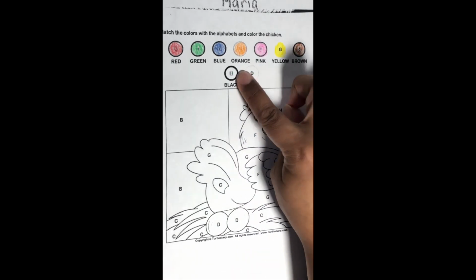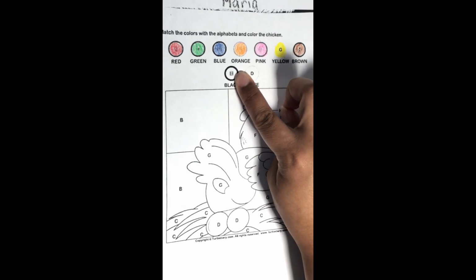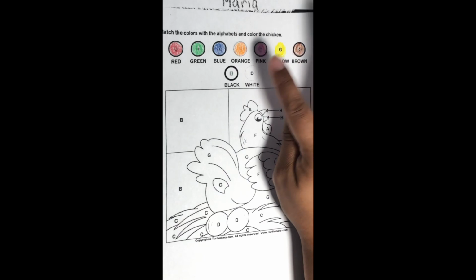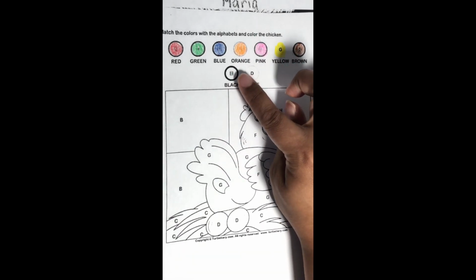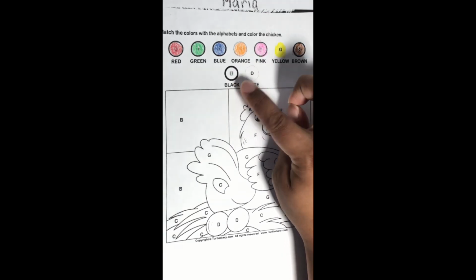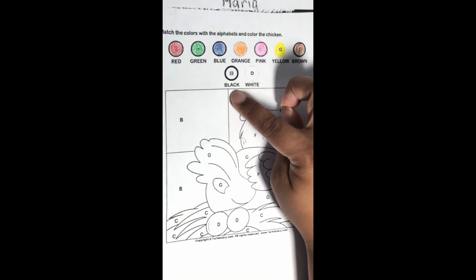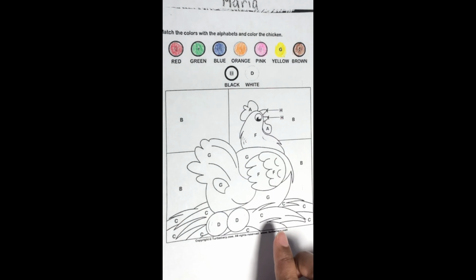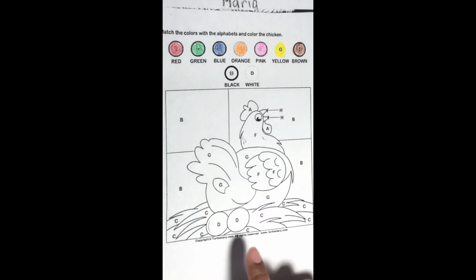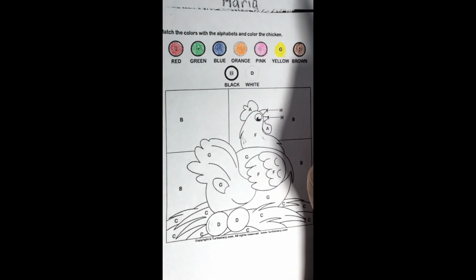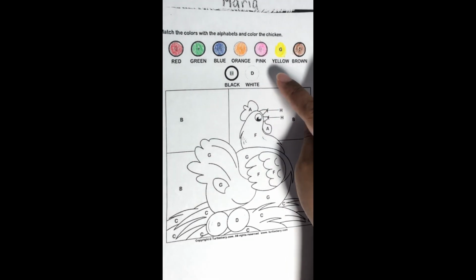Now, this letter, I couldn't figure out what letter it was, but it says it's black. I looked through the whole page and all I seen was A, B, C, D. I'm not so sure what letter this would be, but we'll figure it out later.